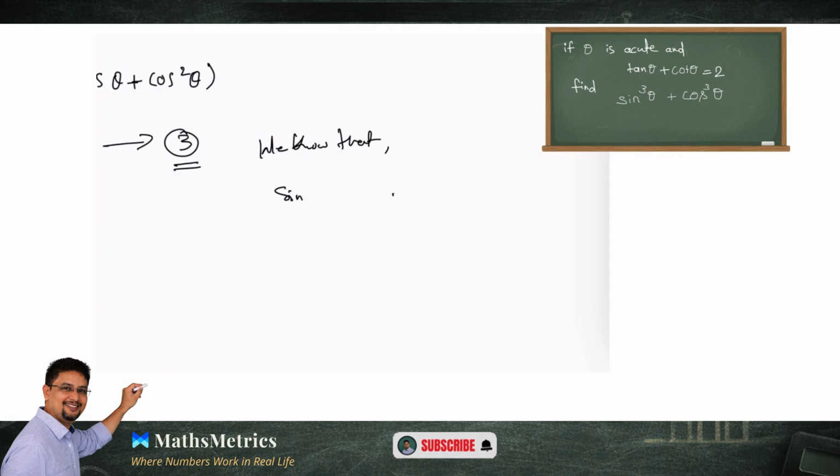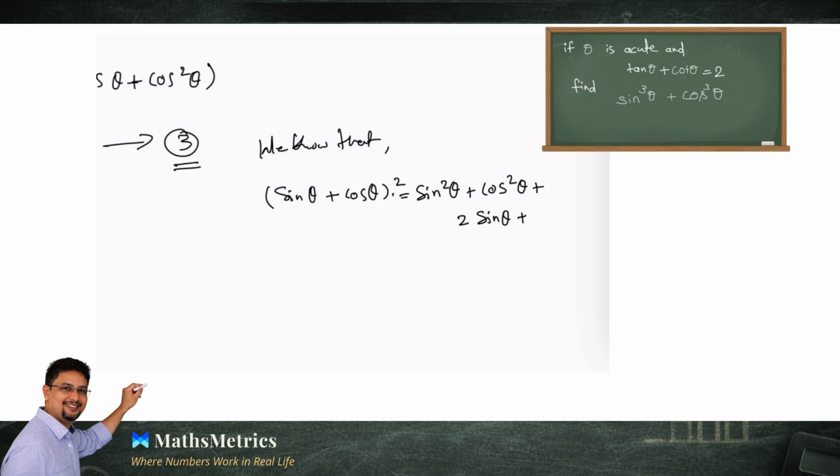Sin theta plus cos theta whole square equal to sin square theta plus cos square theta plus 2 sin theta cos theta. So it can be written as sin theta plus cos theta whole square equal to, now we know that sin square theta plus cos square theta is 1. So 1 plus 2 sin theta cos theta.